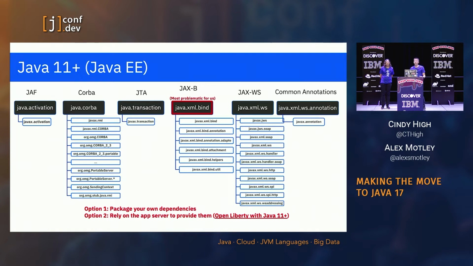There were a number of Java EE libraries that were actually a part of Java SE that were removed in Java 11. If you haven't moved to Java 11 yet, when you do so, these are going to affect you. These are things like Corba, JTA, and the one that affected us the most was JAX-B. For this one, it's not necessarily a really complicated issue to resolve. There are a couple caveats that we'll get to later.